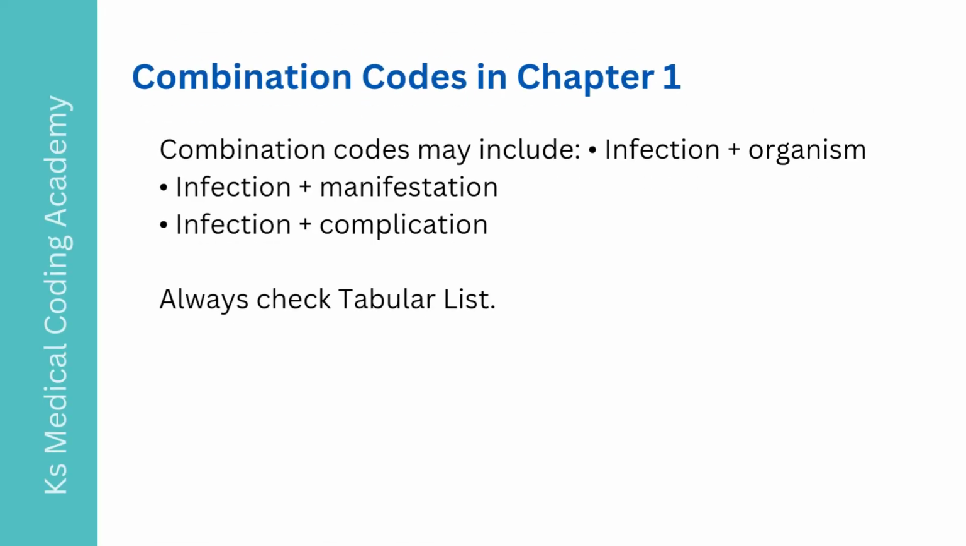Combination codes in Chapter 1. Some Chapter 1 codes are combination codes. These may include the infection plus the organism, a manifestation, or a complication. Always verify combination codes in the tabular list before assigning multiple codes.